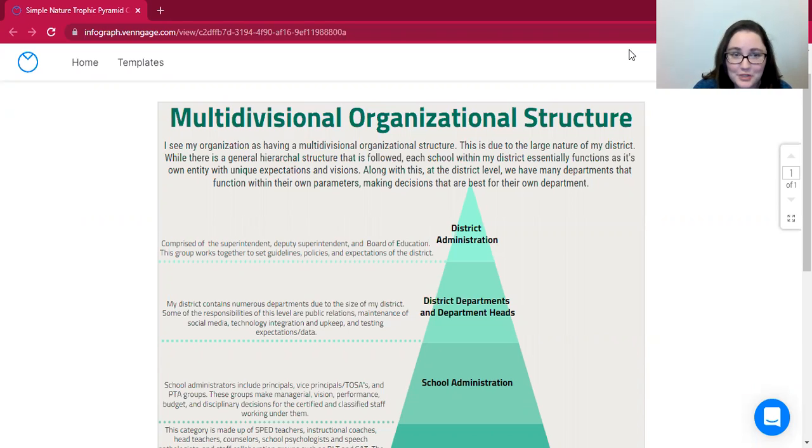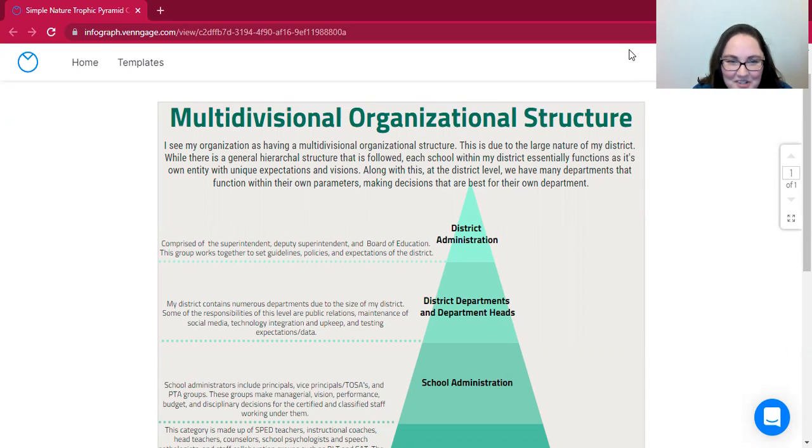So for my flowchart, I felt that the multi-divisional organizational structure best fit my organization, my district. And this is because my district is a pretty large district. We have 12 elementary schools, I believe, two intermediate centers with 5th and 6th grade, 2 junior highs, and 1 large high school with multiple areas within it, academies, I guess.